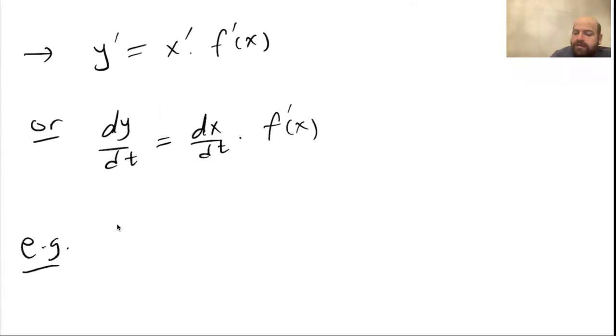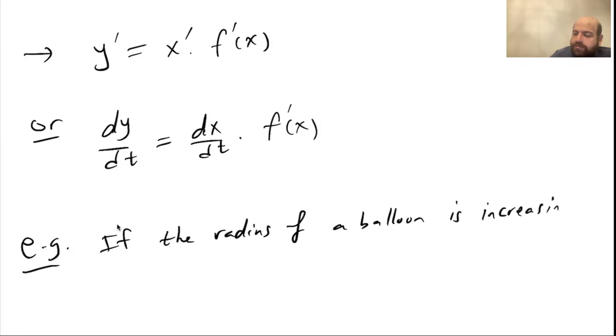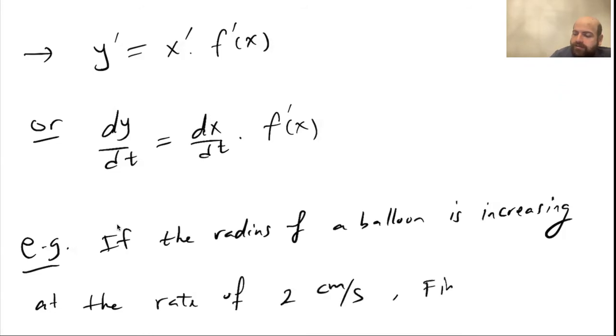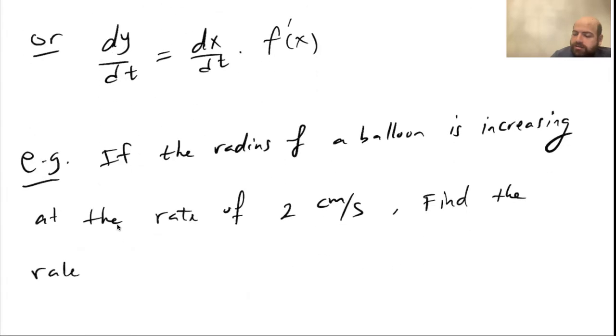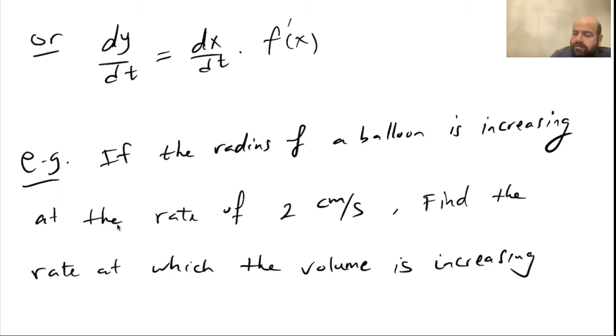So for example, let's say if the radius of a balloon is increasing at the rate of, let's say, 2 centimeters per second, find the rate at which the volume is increasing. So the rate of change of radius is given, the rate of change of volume is being asked.